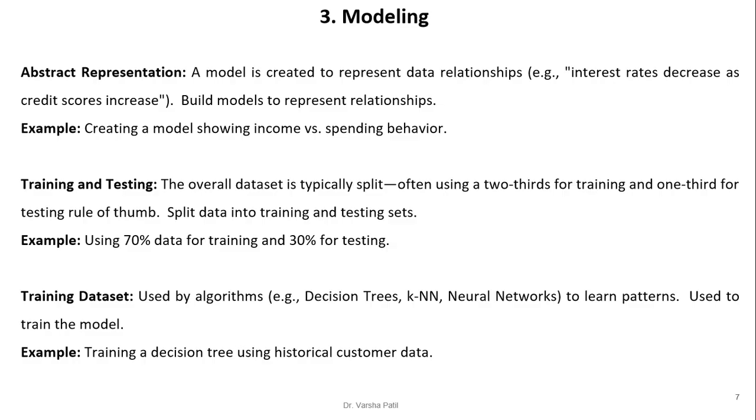Now once the model is built, we do training and testing. The overall data set is typically split, often using 2/3 for training and 1/3 for testing of the model. That is, split the data into training and testing sets, generally 70% or 80% for training and 30% or 20% for testing. The training data set is used by the algorithms to learn the patterns, which is used to train the model.